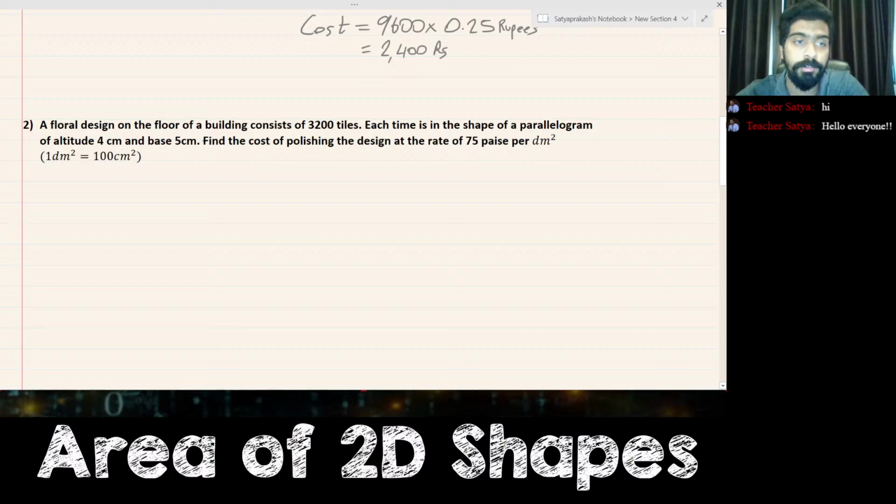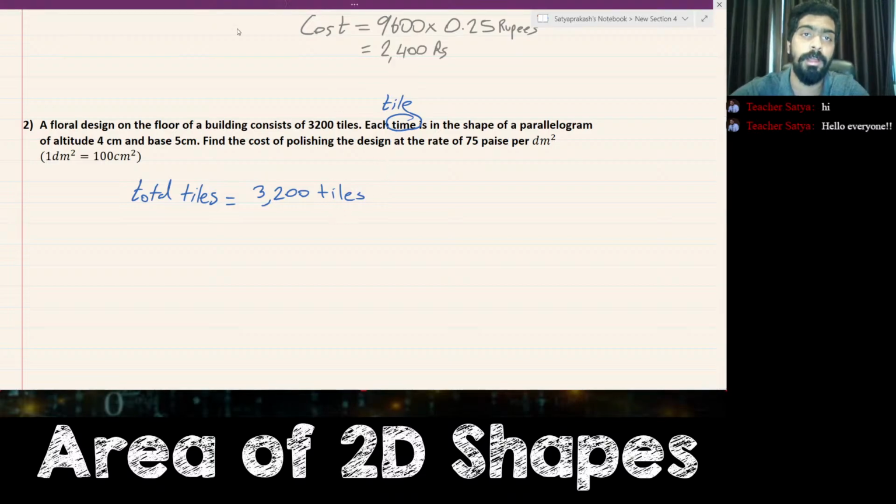A floral design on the floor of a building consists of 3,200 tiles. So let's write it down. Total tiles is equal to 3,200 tiles, right guys? Now each tile is in the shape of a parallelogram.